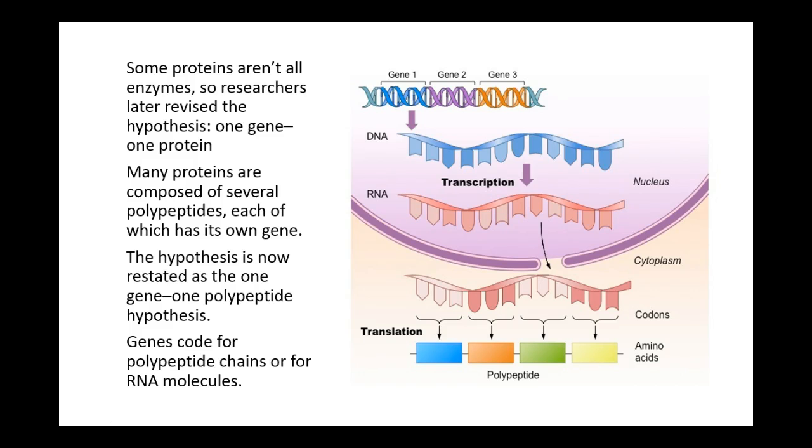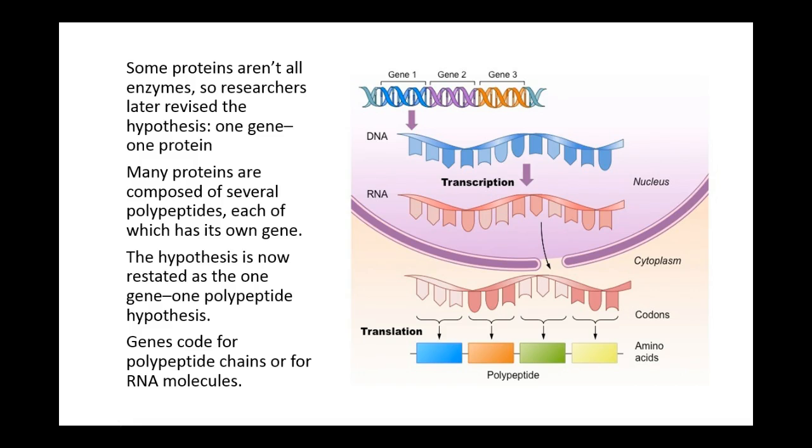At that time, it was just enzymes that they were looking at because they were looking at metabolic pathways, and that was why the hypothesis was altered. Now the hypothesis is one gene, one polypeptide, because, as I said, a polypeptide isn't necessarily a protein yet, but that actually is what the gene codes for. Genes code for polypeptide chains or RNA molecules, and that was where the exception came up: genes can code for what eventually becomes a protein, or can code for RNA molecules.